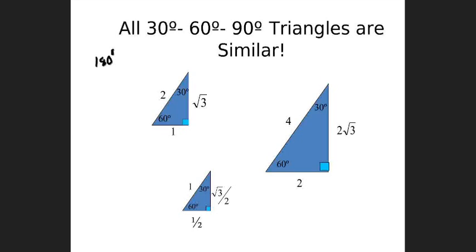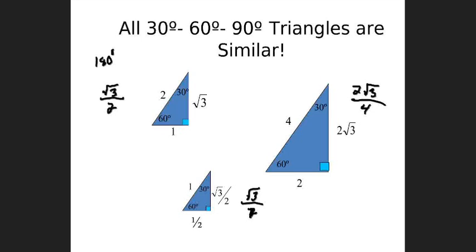The other thing they have in common is the ratio of sides. If I divide the square root of 3 divided by 2, it's going to be equal to this guy's 2 square root of 3 divided by 4. And that's going to be equal to this guy's over here, square root of 3 divided by 2, divided by 1. They're all going to be the same answer. Well, let's try and see what happens. Let's check that out.